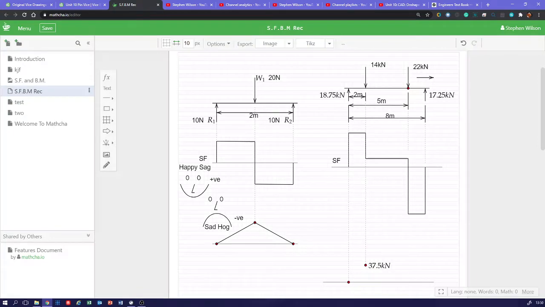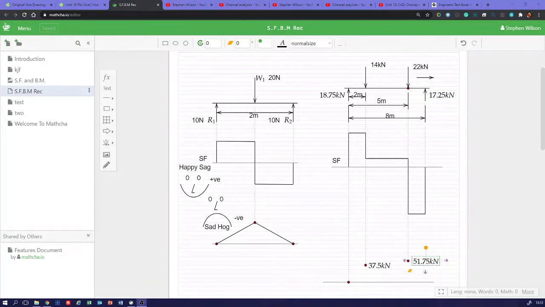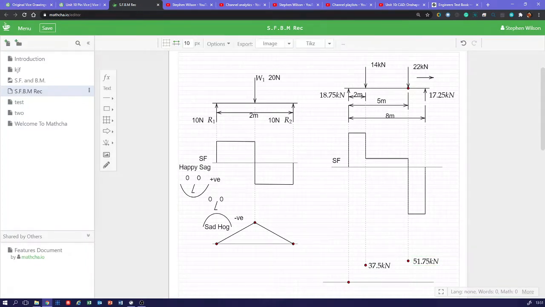So the distance between this force and this force is, well, 8 minus 5, so that's 3 meters. Okay, so we've got 3 meters and we've got 17.25. So we just multiply 17.25 by our 3 meters and then we place that point on our graph. And that gives us 51.75 kilonewtons, no, 51.75. And so we've placed that in line with the point that we've taken our moments about.